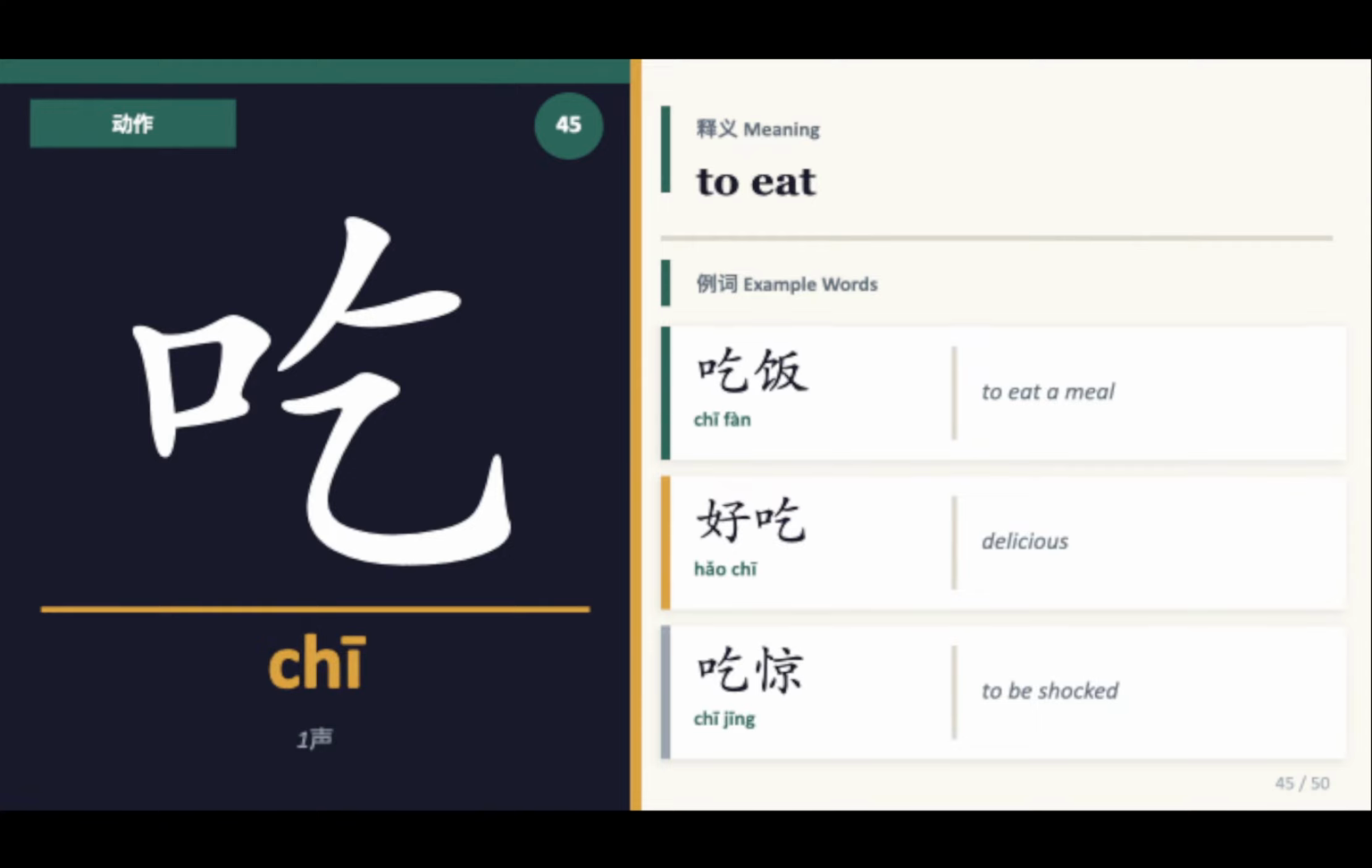Okay, we're finishing soon. It's number 45 now. 吃 is to eat. 吃饭, to eat a meal. 好吃, delicious. Just now we have 好看 and 好听. This one is 好吃. 好吃 is delicious. 吃惊, to be shocked.